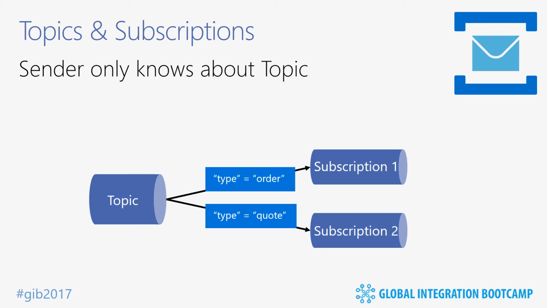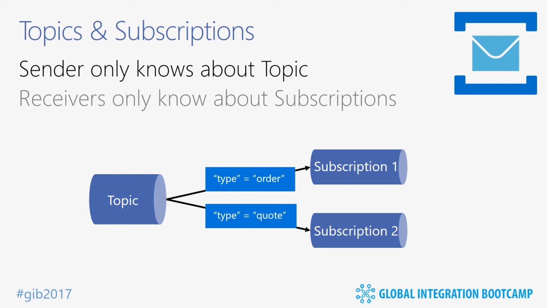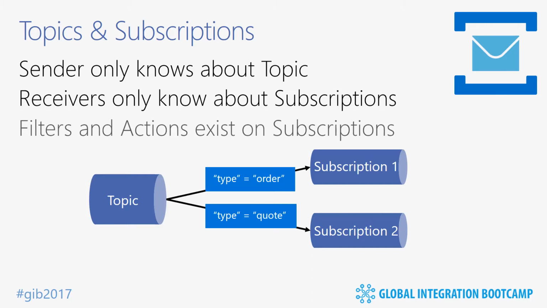The difference with the topics as opposed to queues is that you can have multiple subscriptions. Then you have filters on those subscriptions to designate which messages that particular subscriber is interested in receiving. So you have your filters that you define, and then every subscriber can get a copy of that message if it matches the criteria in the filter. So this is now truly a publish and subscribe model, just like BizTalk Server supports.